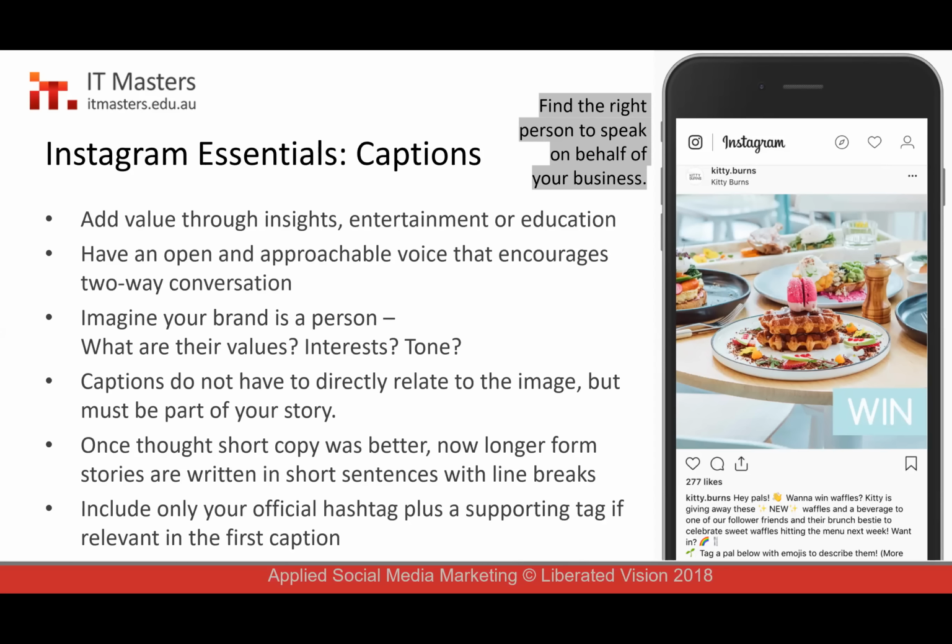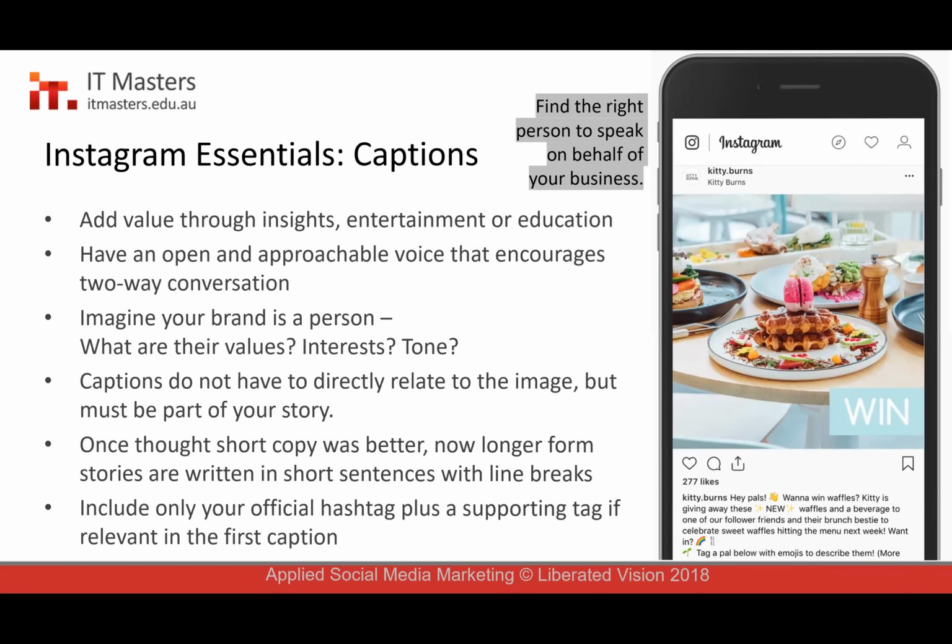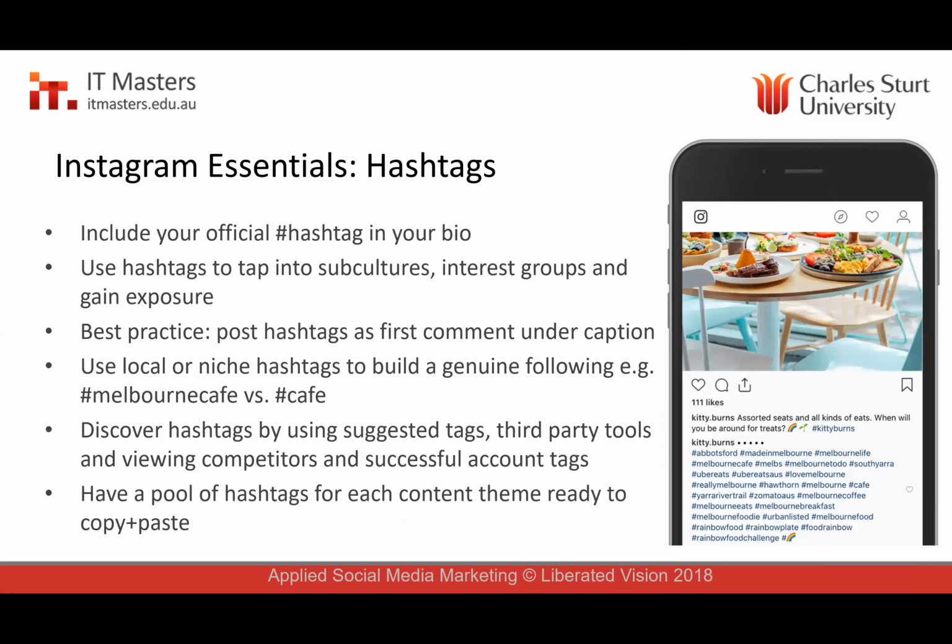And then the third element on the next slide is hashtags. So with Kitty Burns, for example, hashtags are an aggregator. They help you find other people to follow that have the same interests. You can follow hashtags now on Instagram, so you can follow Melbourne cafes and see the best of Melbourne cafes pop up in your feed every day. You can tap into different subcultures and interest groups, and it's best to put your official hashtag in your first caption, but in the comment underneath, put the remainder. You're allowed up to 30 on Instagram.